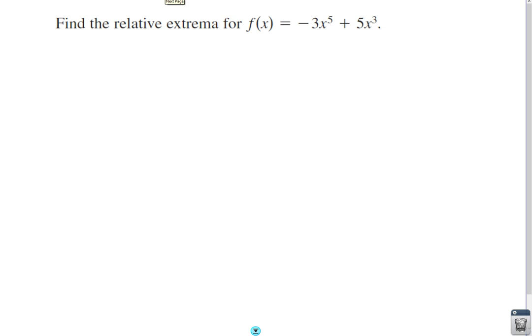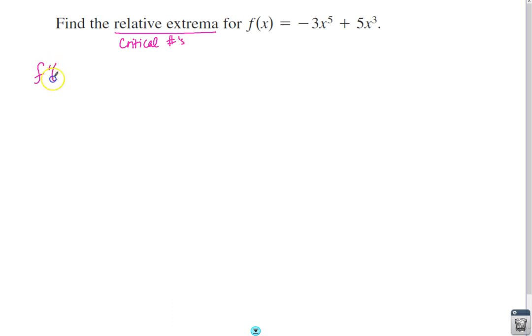I want you again to do the usual: pause, give it a try, and then we'll come back. Okay, we'll come back to it after, but again, give it a try. So relative extrema, anytime I see this, I think critical numbers. Okay, that's my first instinctive go-to.